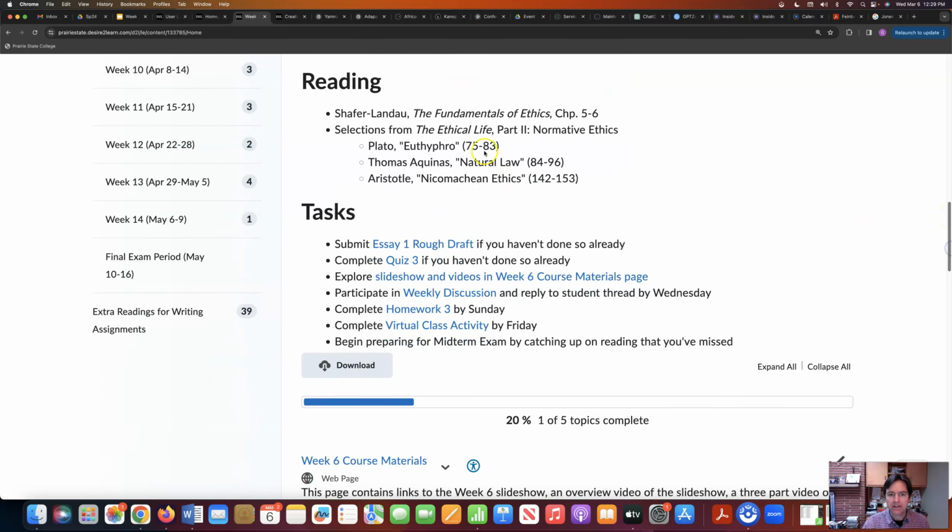And scrolling down here, in addition to looking at Schaeffer-Landau chapters 5 and 6, chapter 5 focuses on the relationship between morality and God, and chapter 6 focuses on the relationship between morality and human nature. There are 3 readings from the Ethical Life. Plato's Euthyphro, that's an excerpt from a longer dialogue in which Socrates is interrogating his friend Euthyphro about his decision to prosecute his own father for murder. There's a real question about whether his father has committed murder, but there's also a question about whether Euthyphro is right as his son to prosecute him.